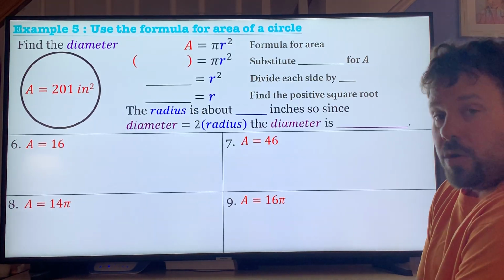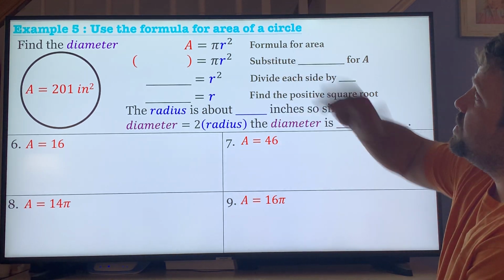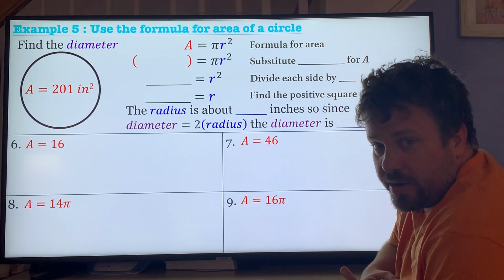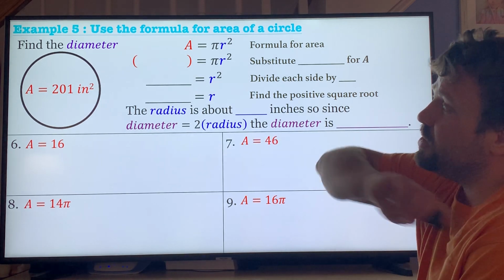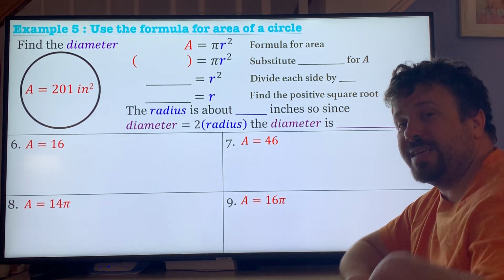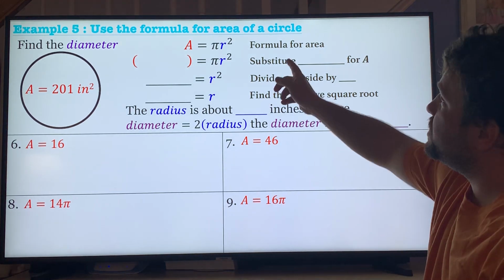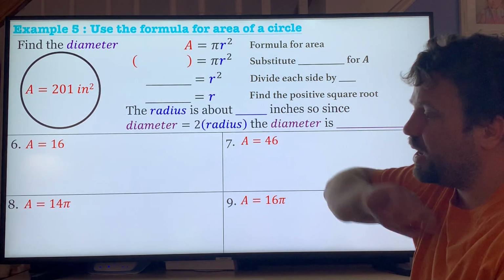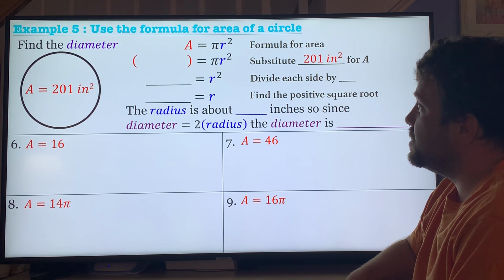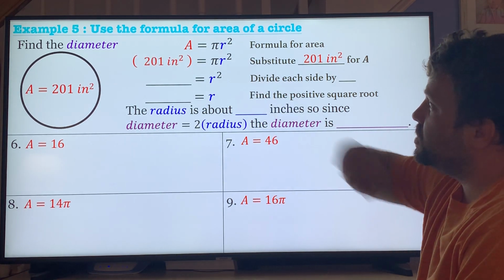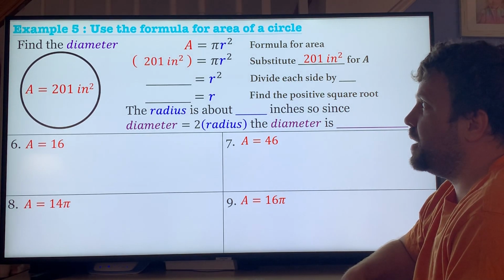And let's go backwards now. Now you have the formula for area. Area equals pi r squared. I'm asking you to find the diameter of that circle given the area. You could do this all backwards. So first thing you do is substitute in what for A? Well, our area right there is 201 inches squared. So 201 square inches equals pi r squared.